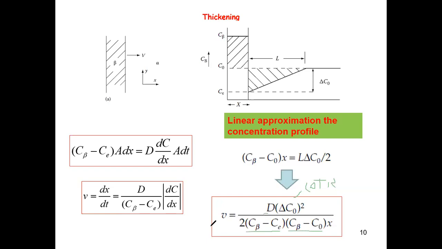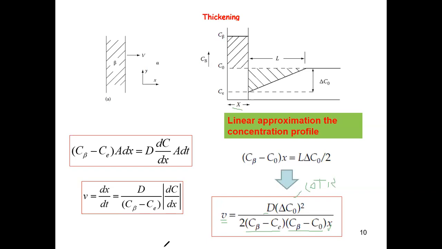Another thing is that the growth velocity in this particular case is inversely proportional to X. But what is X? X, as we noted here, is roughly speaking the thickness of this beta precipitate. This is something new, right? We've never seen this before in our previous analysis. So what does this mean? Well, this means that if initially you form a small nucleus, X is very small, right?